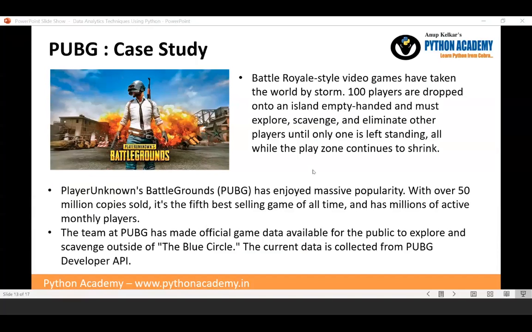PUBG is a kind of game, and the long form is given here: Players Unknown Battlegrounds. They have provided a battleground where a maximum of 100 players can play at one go. A person can play as a solo, as a duo, meaning two friends can play together, and then a squad where four or more persons can be added.